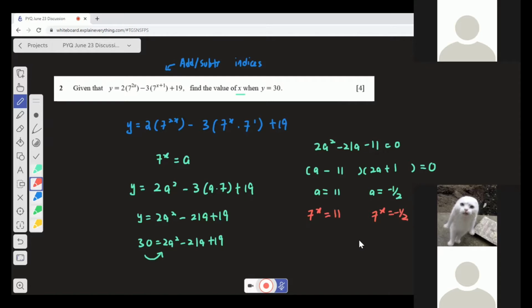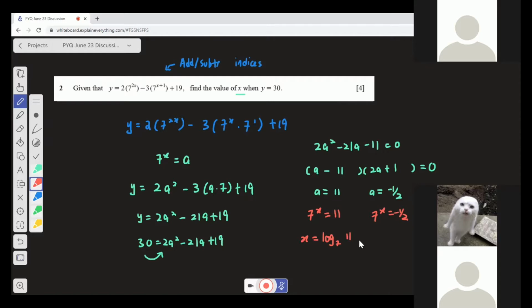Wait a while, hold on, this part. May I know what we should do here when we see this kind of answer? X equals log 11 base 7. Do you mean log 7 11? No, log base 7 of 11. And how about this one? It's the same. The base is 7, and the value is negative 1 over 2. That's what you suggest, right? Okay. How about the rest? What do you think?